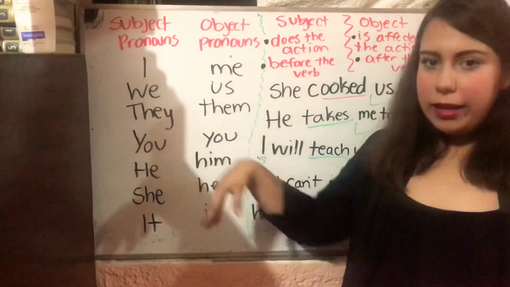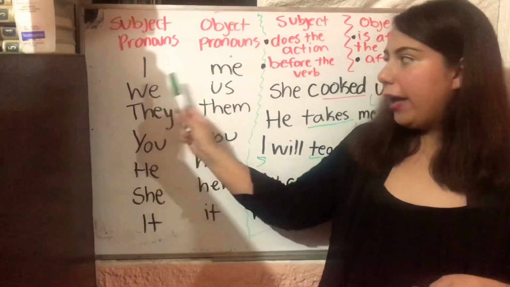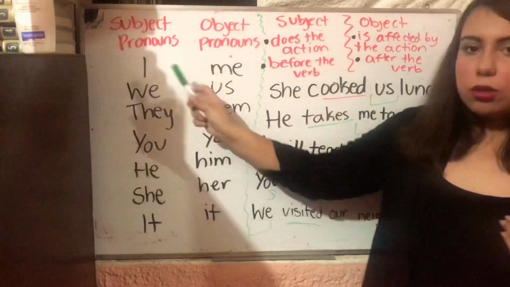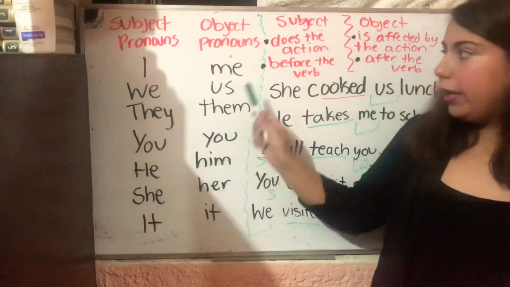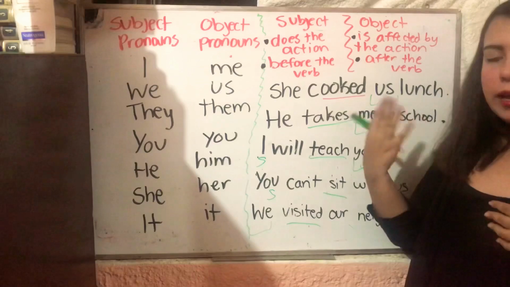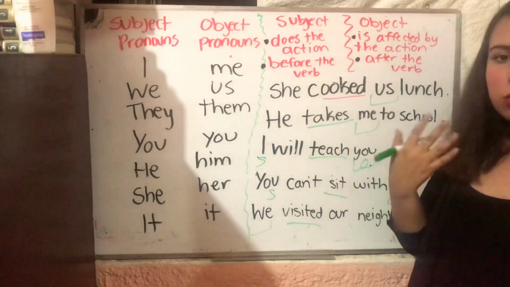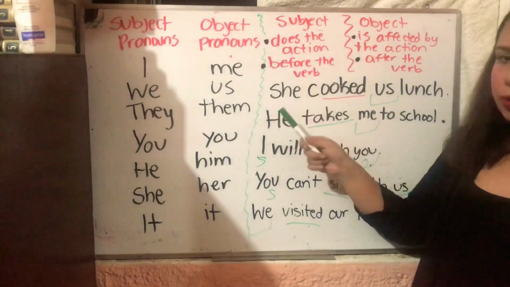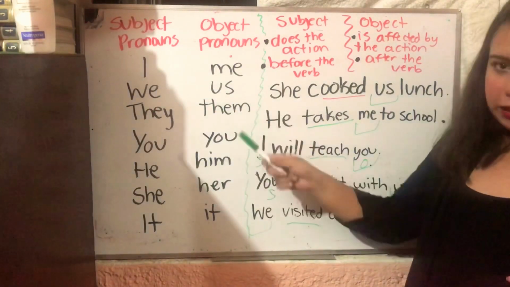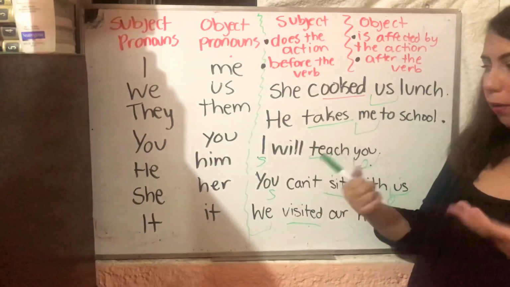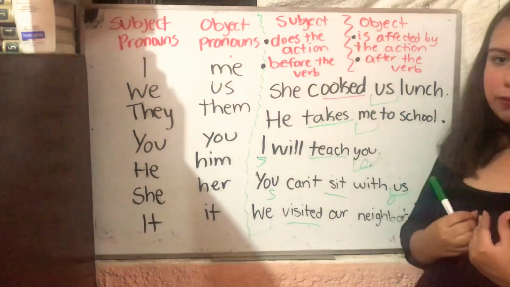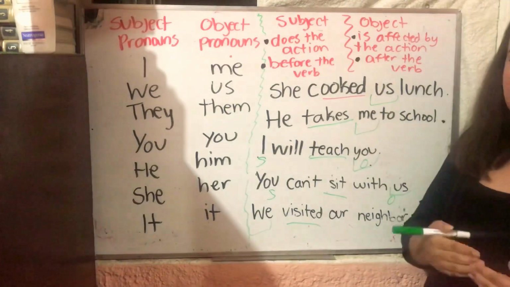Ok, genial. Entonces, ¿cómo voy a saber si usar I o me? Ok, veamos. Subject pronouns son quienes realizan la acción y los object pronouns son quienes son afectados por la acción. En una oración siempre tenemos un verbo o una acción. Entonces, el subject pronoun es quien lo hace. Esto es quien hace la acción. Y esta persona, el objeto, es quien es afectado por la acción. Ok, otra cosa. El subject pronoun viene antes del verbo, mientras que el object pronoun viene después.